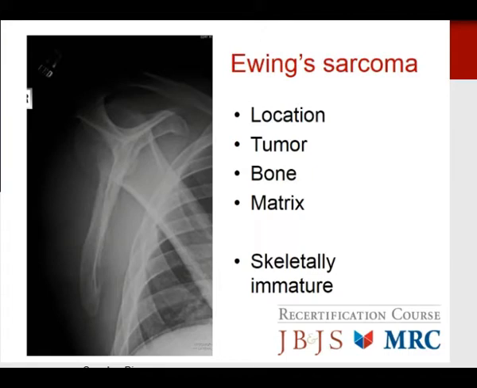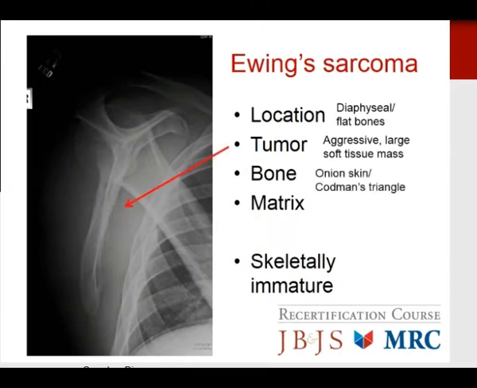The 4 questions for Ewing sarcoma: location, tumor, bone-tumor interaction, and matrix. The location for Ewing sarcoma, as opposed to the osteosarcoma and chondrosarcoma, is a diaphyseal lesion. It also occurs in the flat bones, the scapula and the pelvis. What's the tumor doing? It creates that very large soft tissue mass that's disproportionate to the response of the bone. The bone likes to make this onion skin and Codman's triangle. And then the matrix is a small round blue cell matrix. It's not as easy as seeing the bone for an osteosarcoma or the cartilage of a chondrosarcoma.